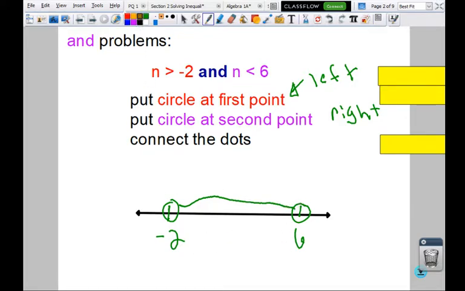So with an "and" inequality, what this means is my answer is everything that is bigger than -2 and smaller than 6. Before, when we did inequalities, it was all bigger than one number or smaller than one number. Today, or at least part of today, my answer is between two numbers. And that's how I show it on this graph: to my left point, to my right point, connect the dots. So when they're "and," we connect them.